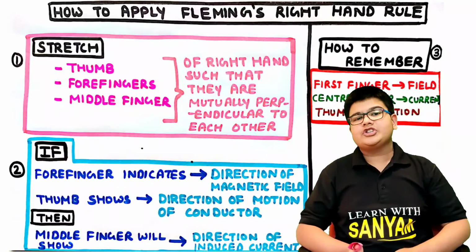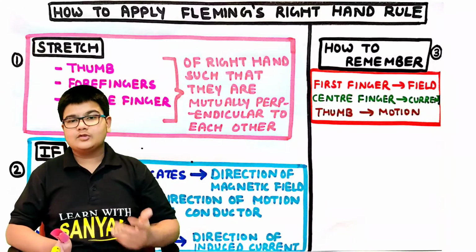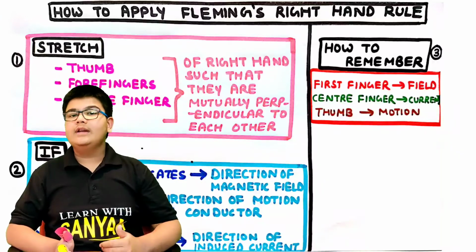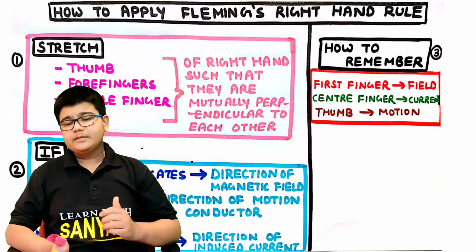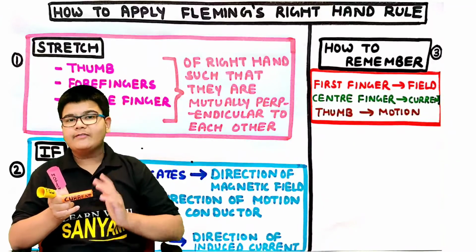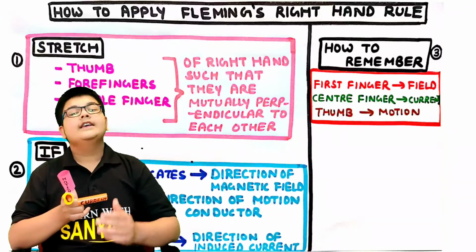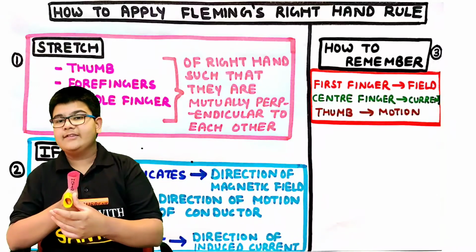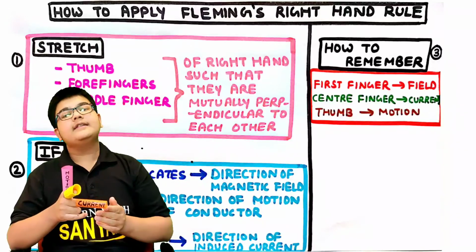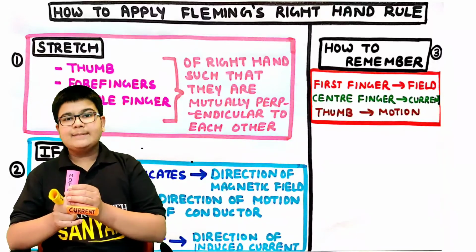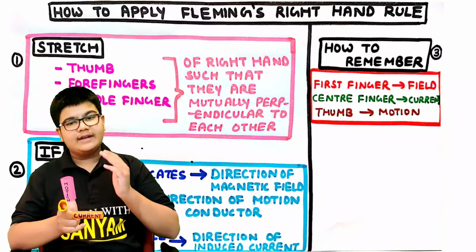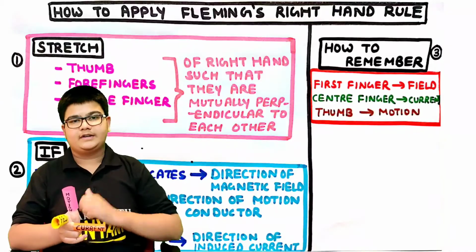Now an important question comes, how to remember this rule, that which finger will show which thing. So to remember Fleming's right hand rule, we have a very easy trick. This is my first finger or forefinger. So F for first and F for field. So the first finger shows magnetic field. Similarly, this is my center finger. So C for center and C for current. And this is my thumb. So T for thumb, and in motion T comes. So therefore the thumb shows the motion of the conductor.